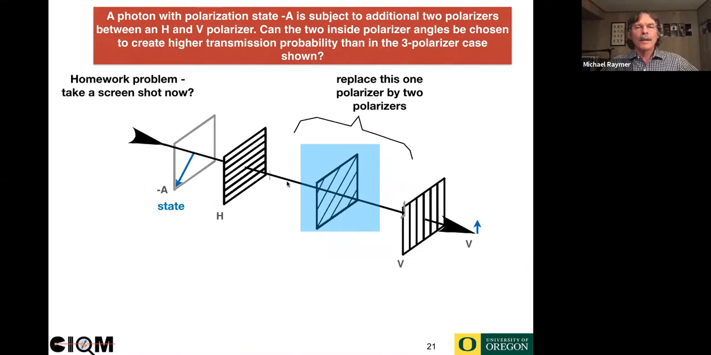So here's a nice problem. What if instead of having one polarizer here between these crossed H and V polarizers, we now have two polarizers, and we're free to rotate those polarizers to any two different angles that you wish. Now remember that without this polarizer here, we get nothing through because the H and V are crossed. But if we put one polarizer in, we can get, like we just calculated, 1/8 probability to go through. The question is, can you put two polarizers in there, rotate them to the perfect angles, so you can get more than 1/8 probability of the photon to go through?